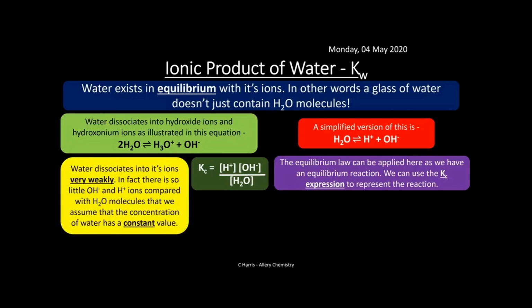Water dissociates into its ions very weakly. It doesn't break up very readily. If you had a glass of water, most of it would still contain the full H2O molecule. You won't have many of these ions.